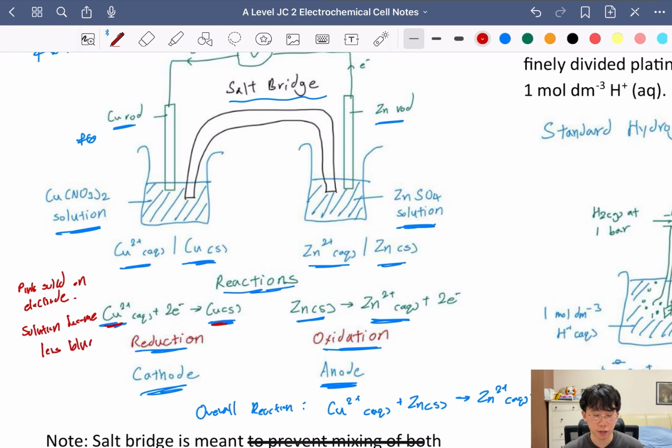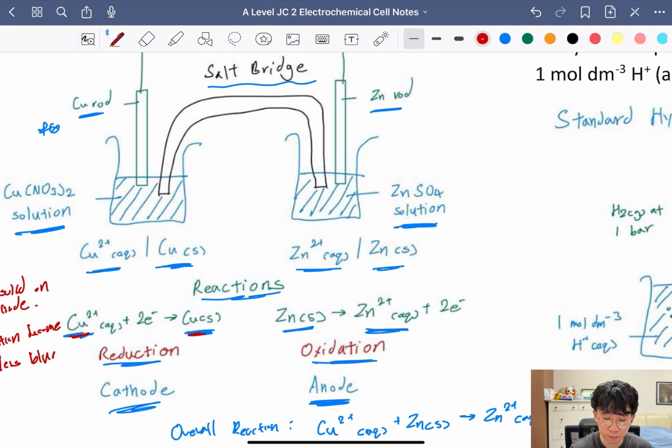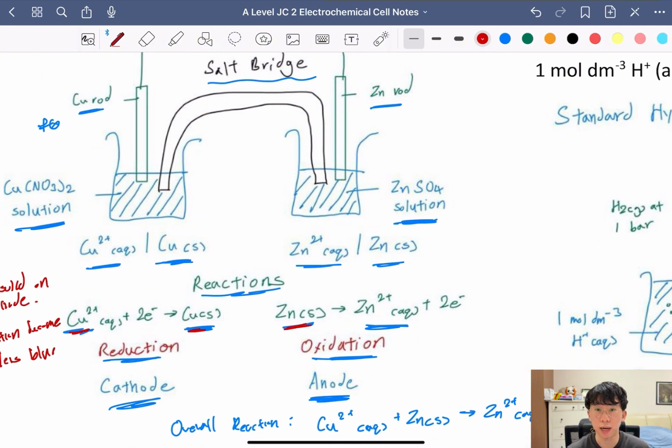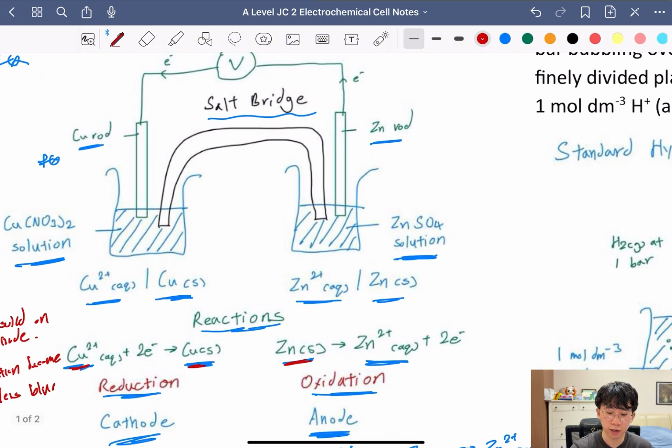This is one potential observation. And on the right, you'll see that zinc solid becomes zinc 2+. So actually your zinc rod will be smaller, or will decrease in mass.